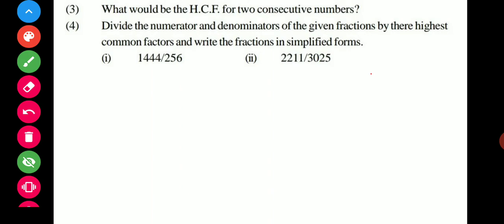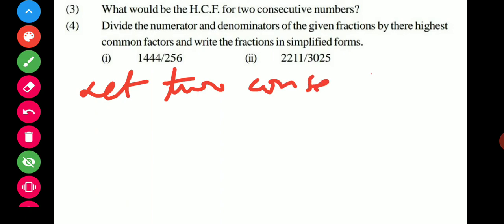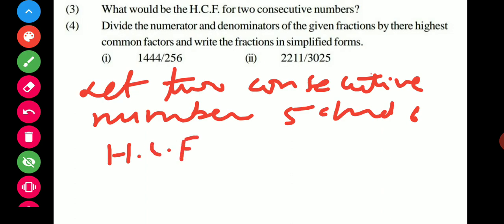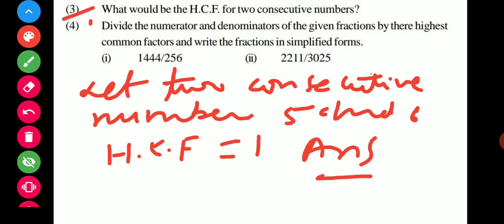Consecutive numbers are 3, 4, or 5, 6, or 7, 8. So let two consecutive numbers be 5 and 6. There is no common factor. So your answer for the HCF is 1. So that is your answer for this third question. You can do it very easily.